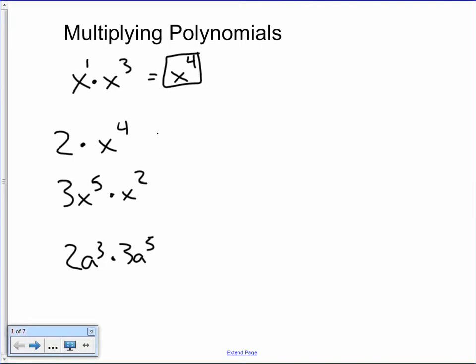But what happens when I just have a straight number with a variable to a power? Well, all you really need to do is just write them together. 2 times x to the fourth. I can't really do anything with that 2 and the 4, so we'll just leave them separate like that.